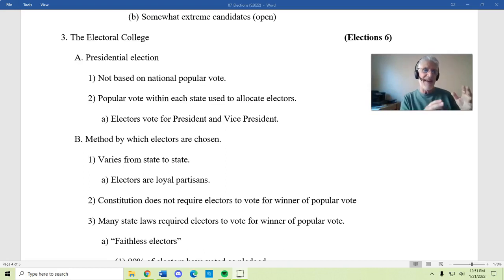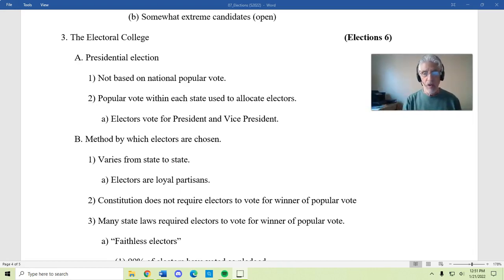The thing is that the Constitution gave states the authority to run elections. And so our presidential elections are really 51 elections. 50 states plus Washington, D.C., they all have their own votes. And then the popular vote is used within each state to allocate the electors. The states decide which electors are going to go to the Electoral College and cast their votes.